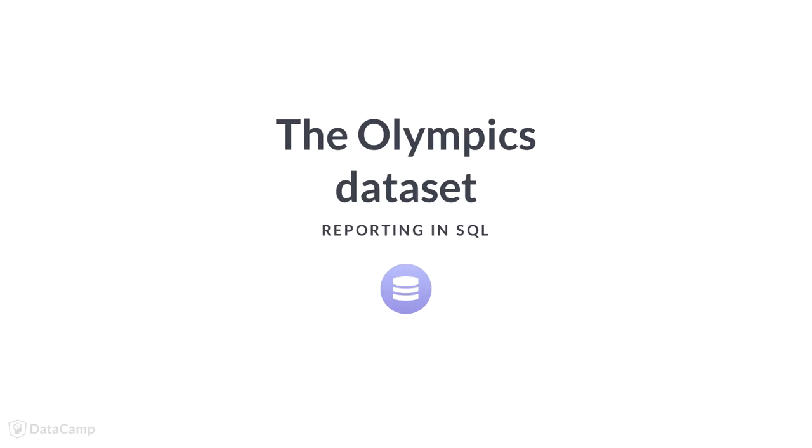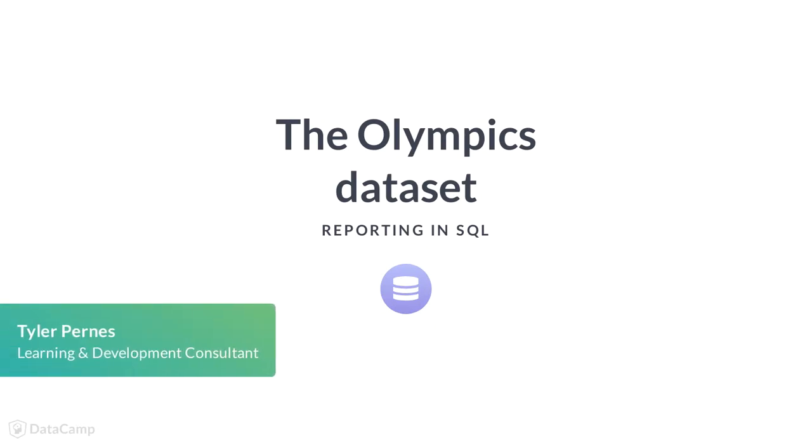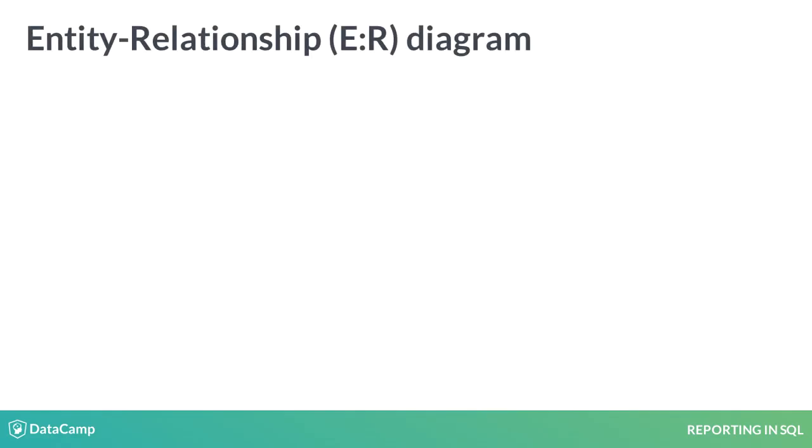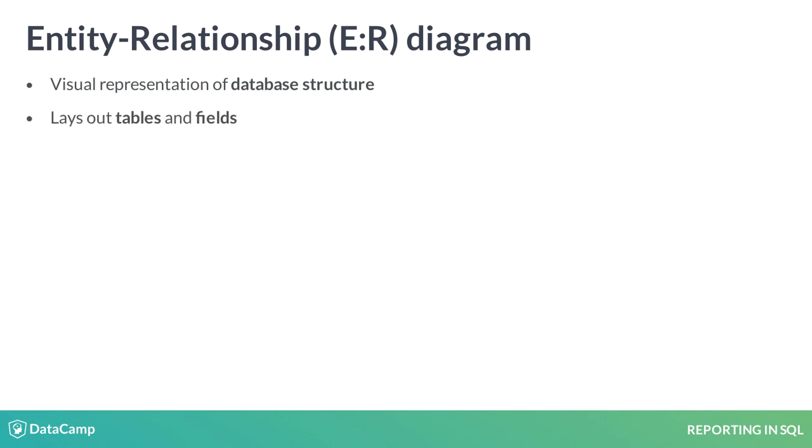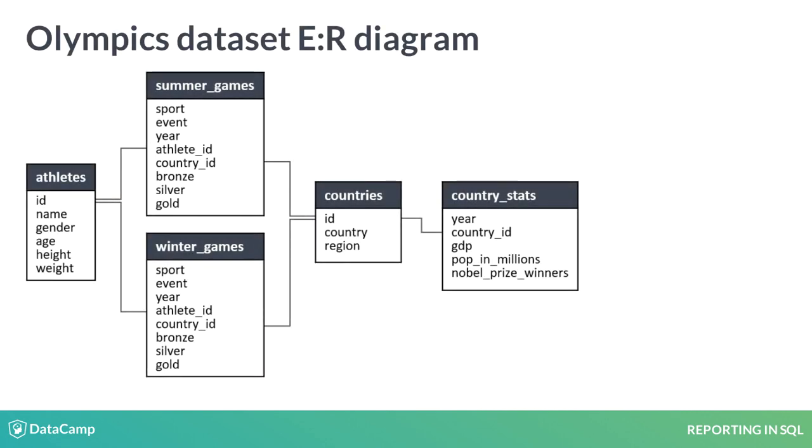Now that you understand the case study, it's time to learn about our dataset. Before we dig into the data, I'd like to introduce the concept of an ER diagram. An ER, or Entity Relationship Diagram, is a visual representation of a database's structure. ER diagrams show the tables and fields, and connect objects visually to show relationships. An ER diagram is a great resource to quickly understand the structure of a database.